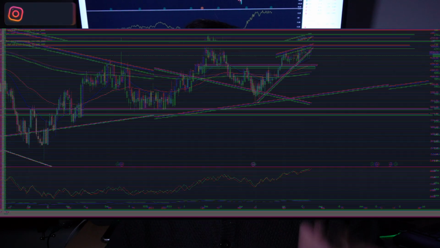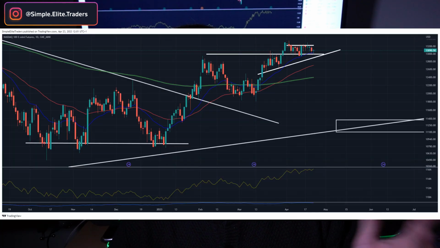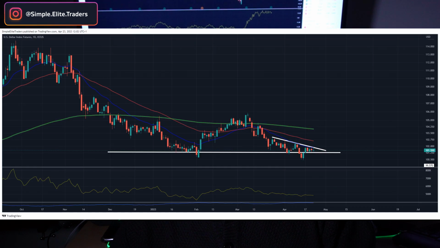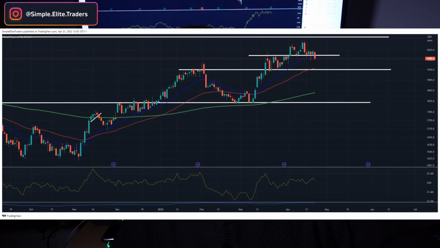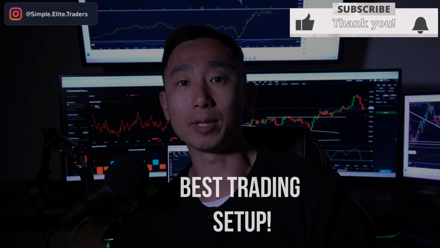S&P 500 tried to break 4,200 but still can't manage to break through. Nasdaq is now below the 13,000 area again. US dollar finding support around 1.1 again. Can we see it break lower, or are we going to go up from here? Gold again is below $2,000. So let's get right into the market and let me show you what my best trading setup is this week.